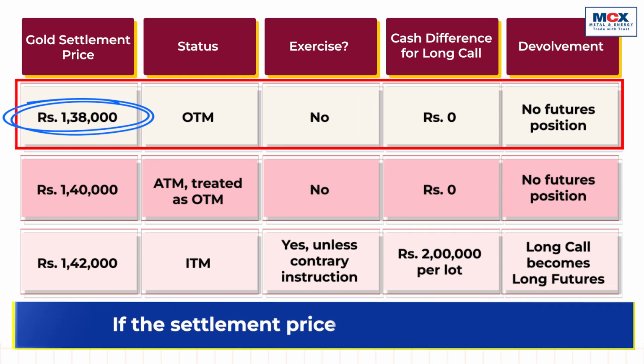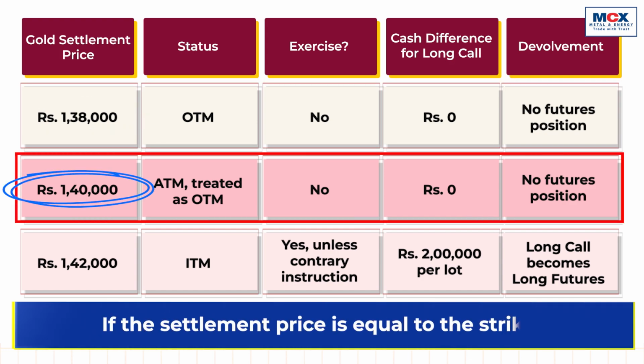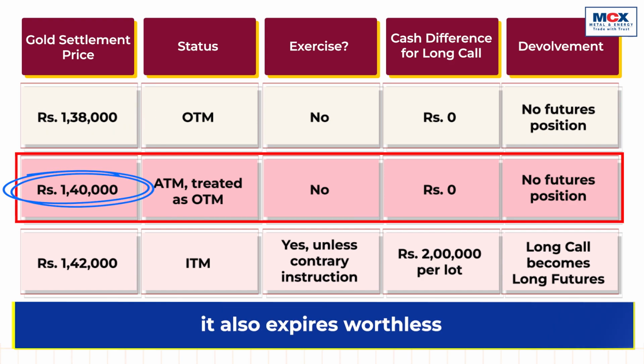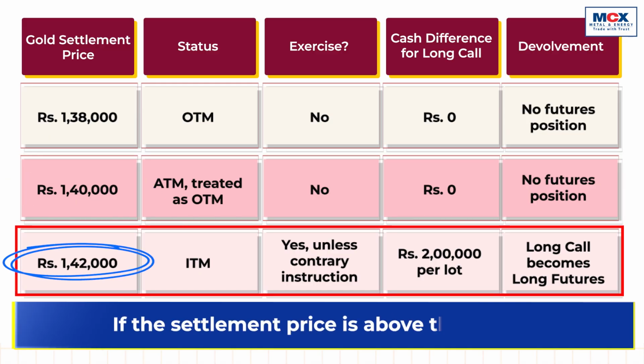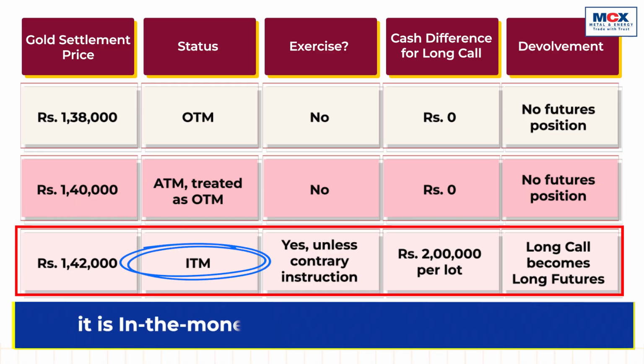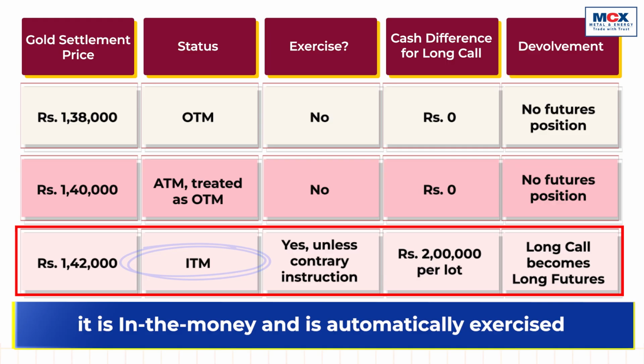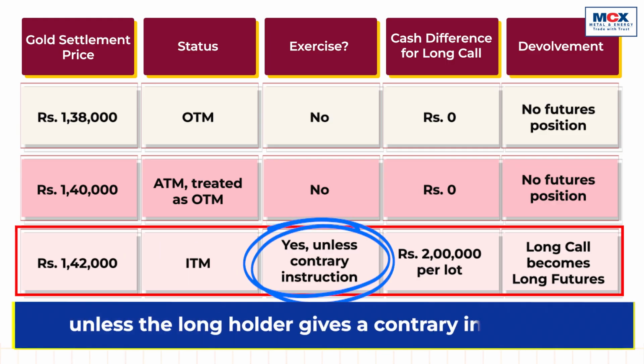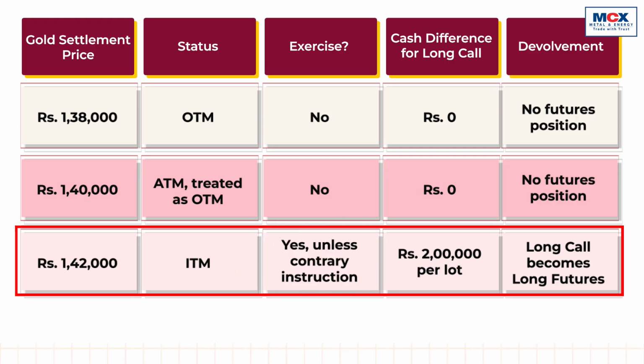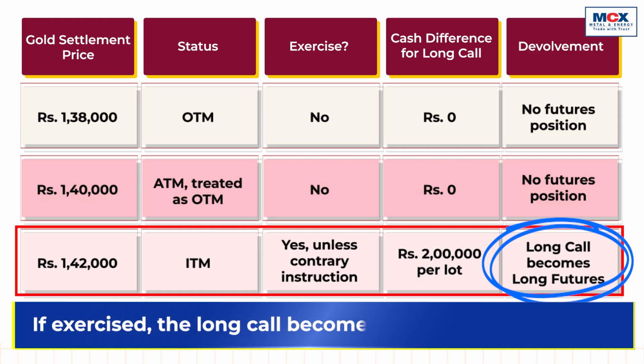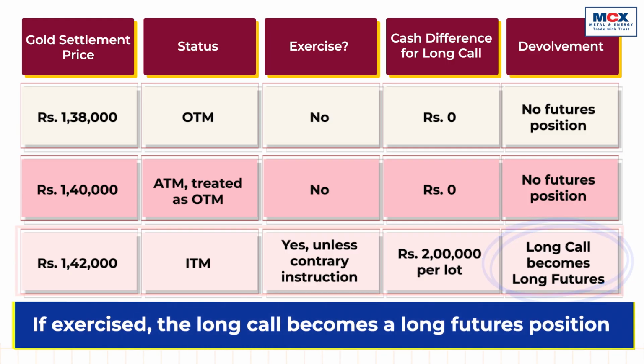If the settlement price is below the strike, it expires worthless. If the settlement price is equal to the strike, it also expires worthless. If the settlement price is above the strike, it is in the money and is automatically exercised unless the long call holder gives a contrary instruction. If exercised, the long call becomes a long futures position.